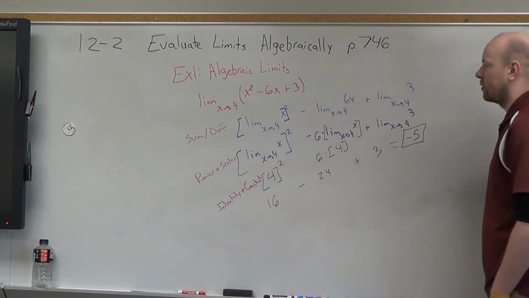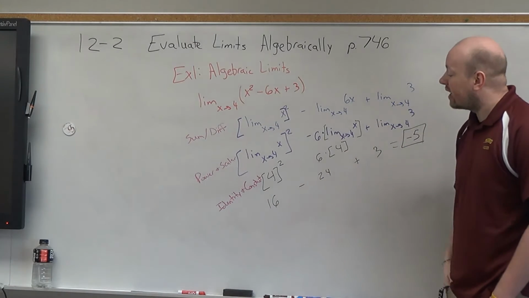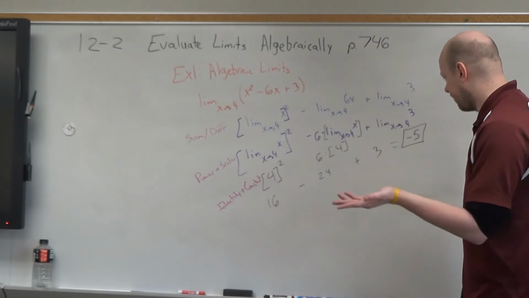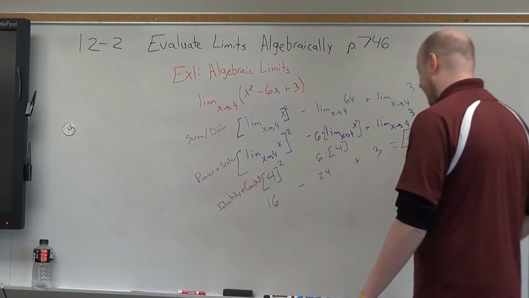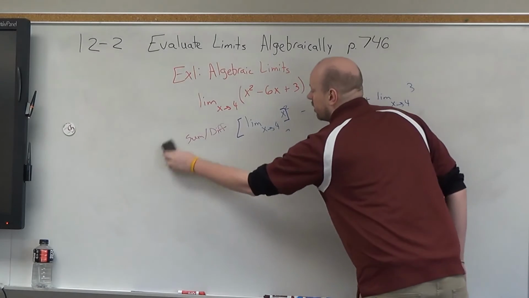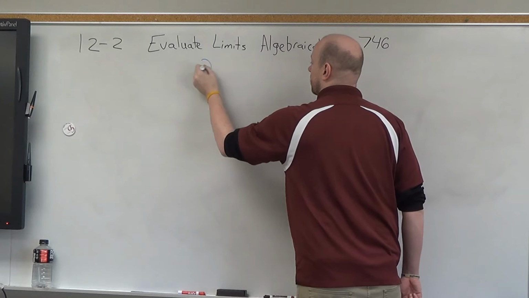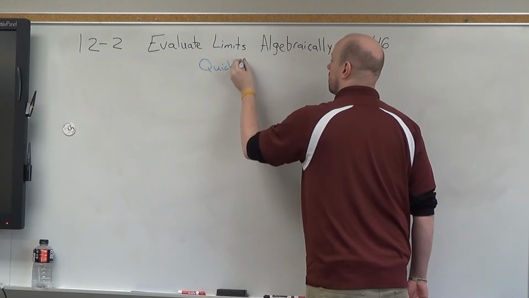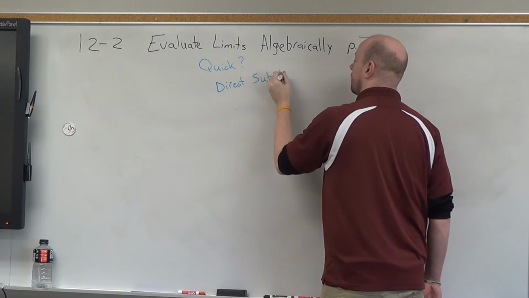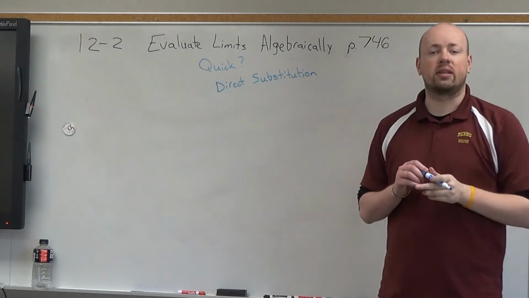Now some of you might be seeing some sort of easier way to do it instead of breaking all this down. What ended up happening is we ended up just plugging in 4 for everywhere we saw x, and that will work pretty often. That's a quick way. As long as it's a function that has limits, it's the quickest way. It's called direct substitution. When in doubt, you can just do direct substitution.